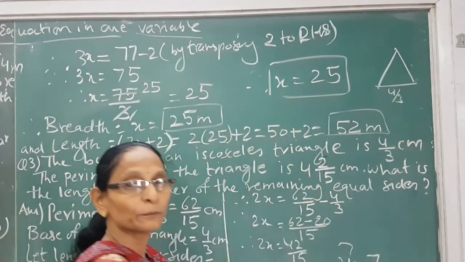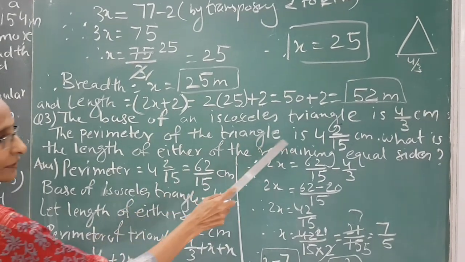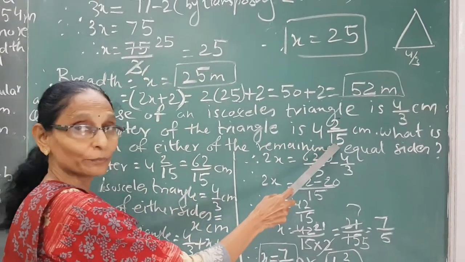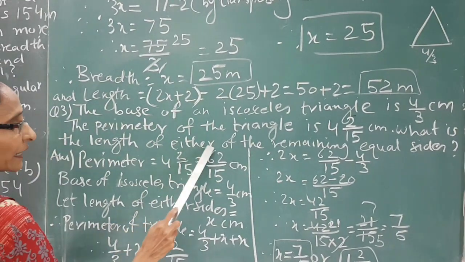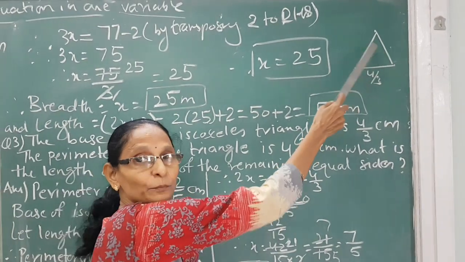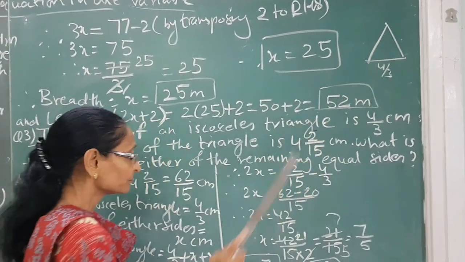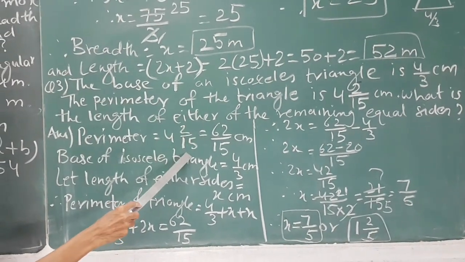These two sides we will suppose x. The perimeter of the triangle is 4 integer 2 upon 15 centimeter. What is the length of either of the remaining equal sides? These two sides we are supposed to find. Base is given. So first, perimeter is what? 4 integer 2 upon 15.